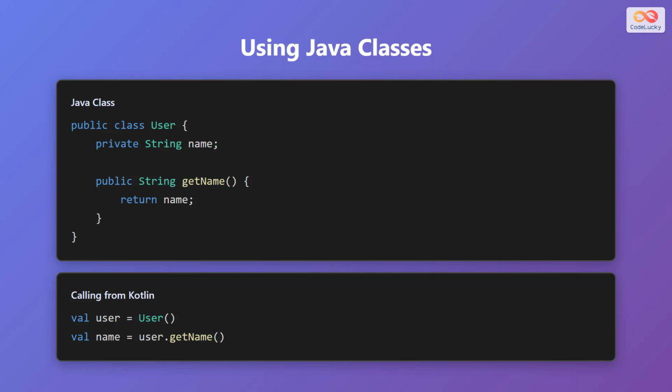Let's start with the basics. Using Java classes in Kotlin. Calling Java classes from Kotlin is straightforward and natural. Consider a simple Java class called User with a private field name and a public getter method called getName. In Kotlin, you can instantiate this Java class just like any Kotlin class using the User constructor. Then, you can call the Java method getName directly on the instance. The syntax is clean and simple, with no special configuration or setup required. Kotlin treats Java classes as first-class citizens, allowing you to work with them as if they were written in Kotlin.